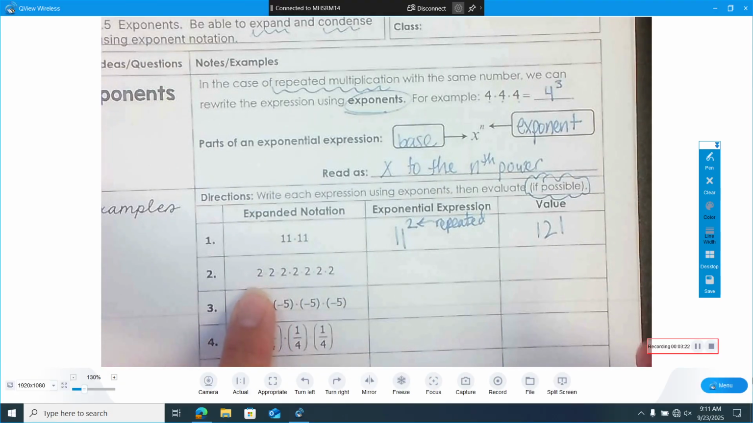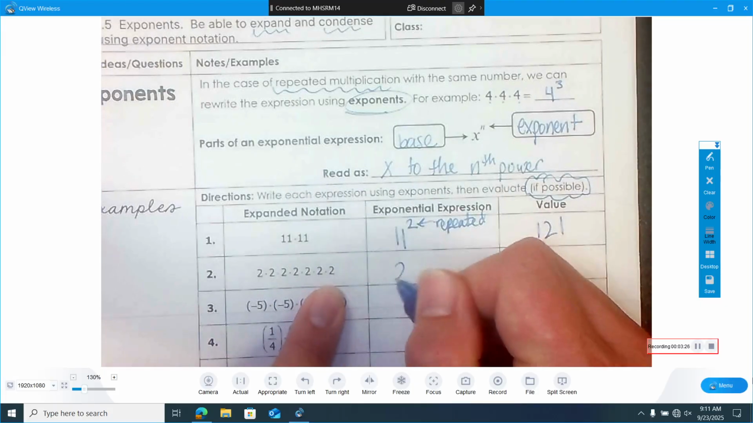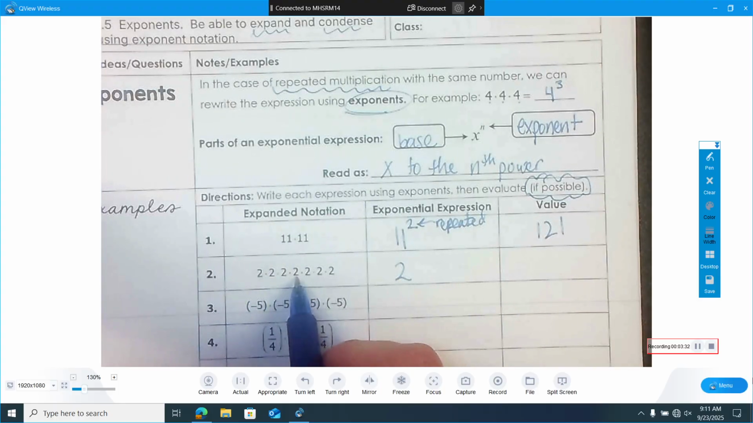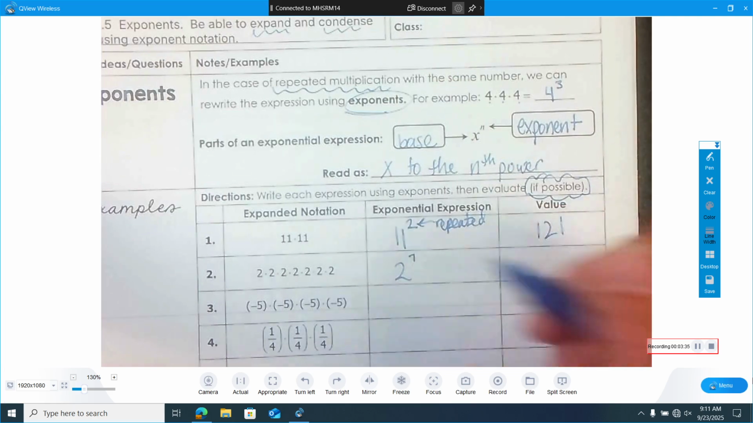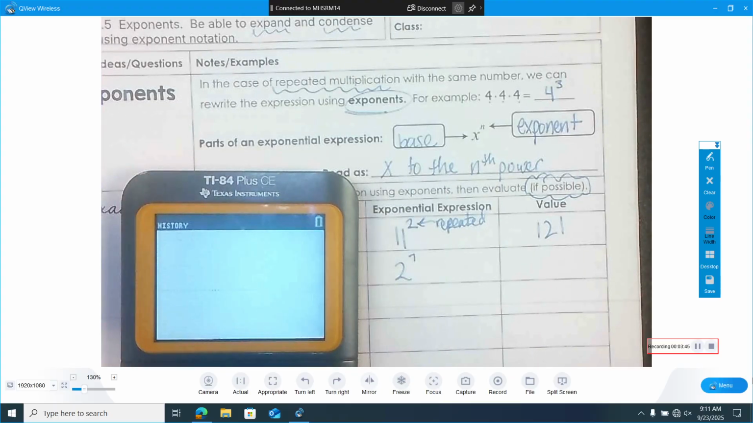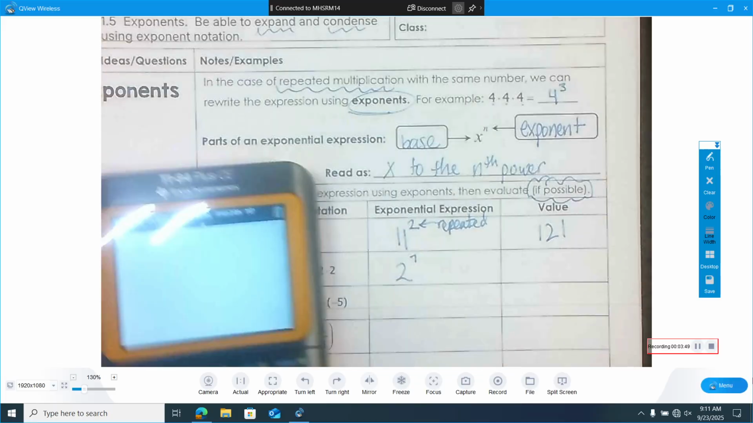Here, what's our base going to be? 2, lots of 2's here. How many times is that 2 being repeated? 1, 2, 3, 4, 5, 6, 7. It's being repeated 7 times. What is 2 to the 7th? 128 is right. I maybe didn't know that it was 128.